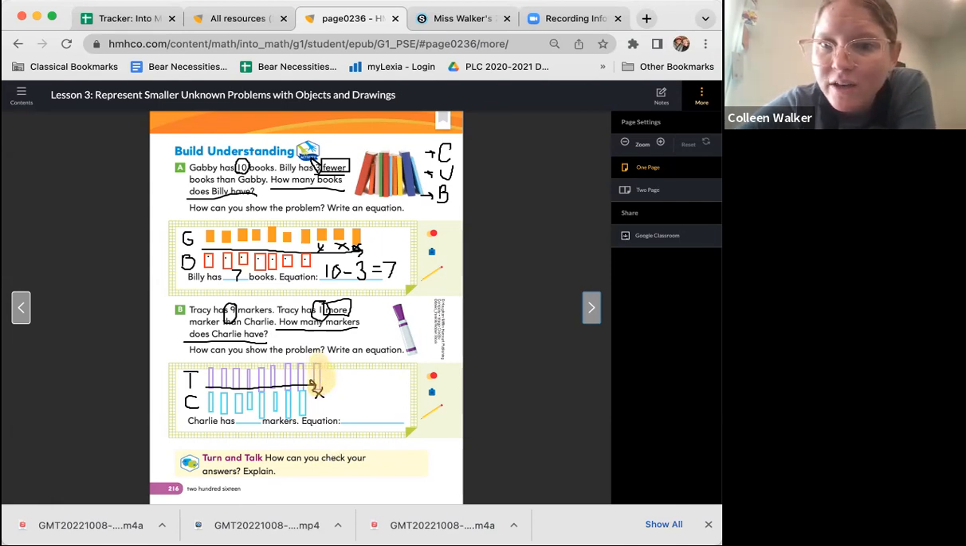So let's go ahead and recount. How many markers does Charlie have? 1, 2, 3, 4, 5, 6, 7, 8. Charlie has 8 markers. Awesome. So friends, how can we write an equation? Pause and talk to your homeschool teacher.